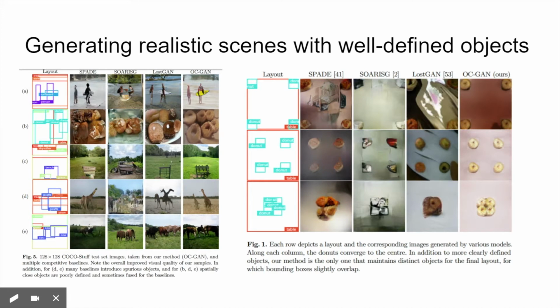To illustrate this point, we started with donuts on the edges of each layout, and we made them gradually converge to the center. As you can see, our method maintains separate donuts, whereas most of the other baselines tend to form a garbled image at the center, which does not really represent what a donut should be. This was our first motivation.